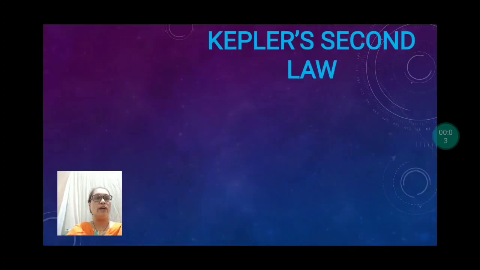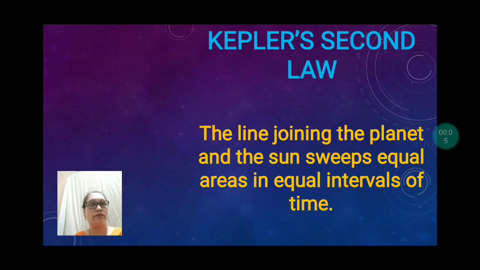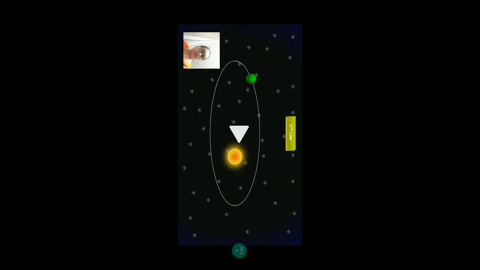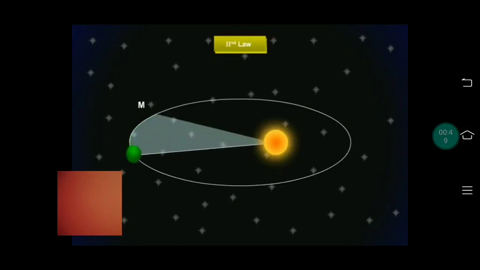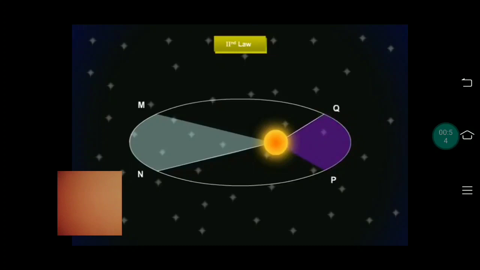Let's move towards Kepler's second law of motion. The line joining the planet and the sun sweeps equal areas in equal intervals of time. Now let's see the clip regarding this law. Look at the figure carefully. The line joining the planet and the sun sweeps out equal areas in equal intervals of time. So you see that these two areas are equal.